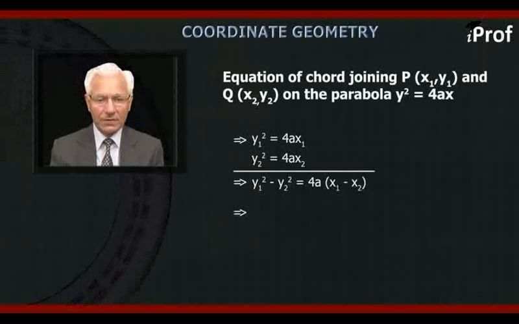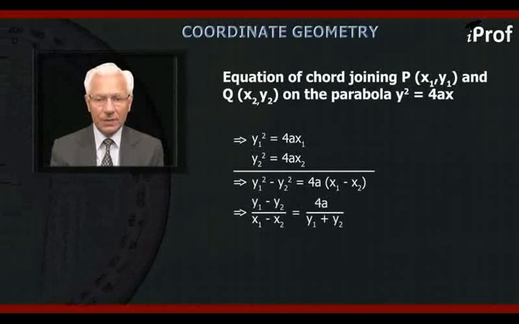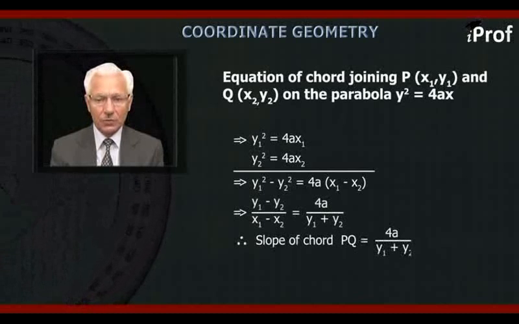That implies (y1 minus y2) upon (x1 minus x2) is equal to 4a upon (y1 plus y2), which determines the slope of the chord PQ, because the slope of the chord PQ is (y1 minus y2) upon (x1 minus x2), which in this case becomes 4a upon (y1 plus y2).